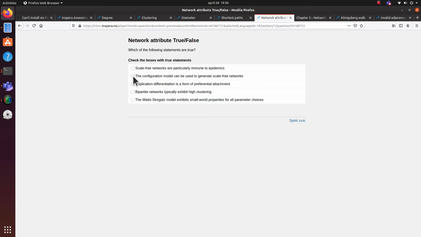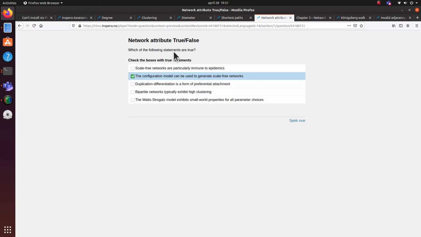That is actually an alternative to preferential attachment-based models in terms of creating scale-free networks. You just generate a power law with a random generator. There are various ways to do that that fall outside the scope of this class. And then you just give that as a degree sequence to a configuration model, and you will get a scale-free network from that. So that is true.